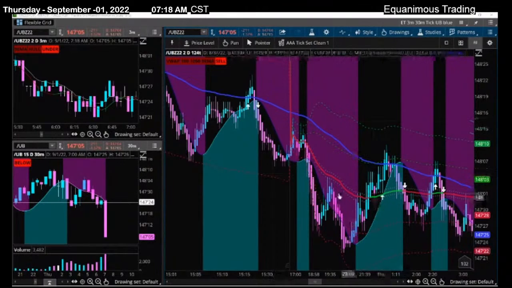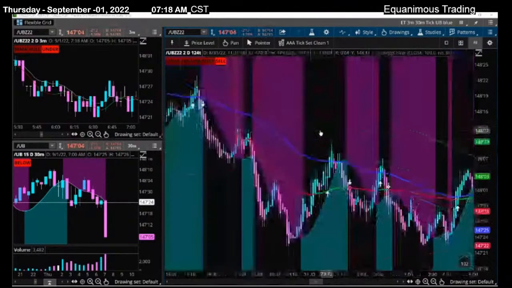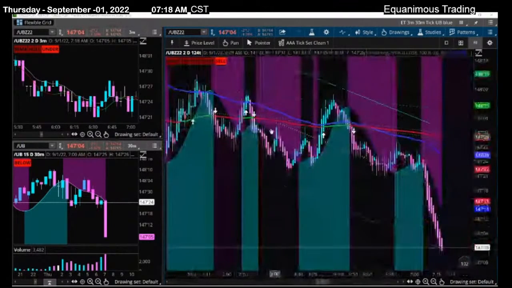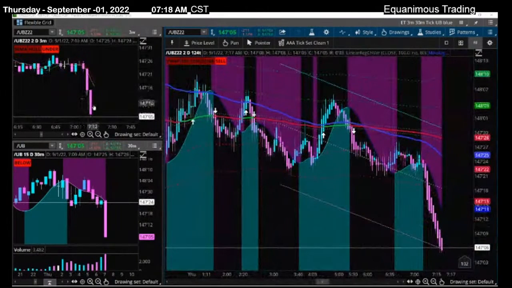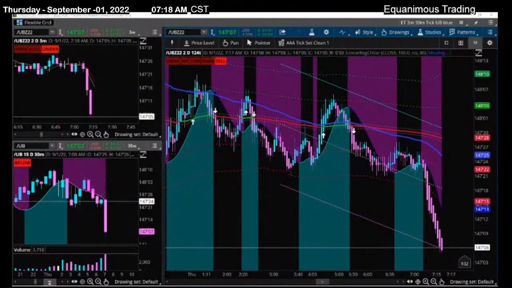So what you can see on my chart here, this is all the activity. This is a tick chart, 124 ticks. On my left, I've got my 30-minute, and up here, I've got my 1-minute, just so I can see where we're at. You can see while we were talking, we made a huge move down in the Ultra Bond.